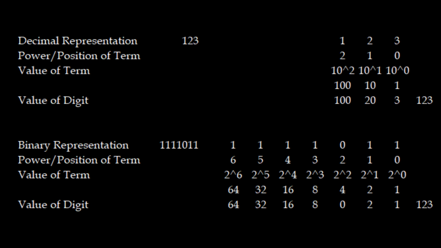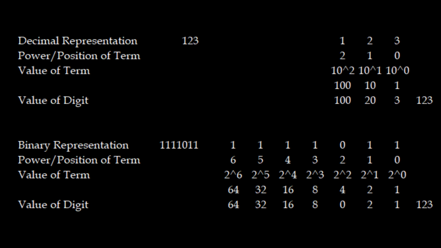For example, the number 123 is 3 times 10 to the 0 plus 2 times 10 to the 1 plus 1 times 10 to the second. In binary, this is represented as 1111011, where 2 to the 0 plus 2 to the 1 plus 2 to the 3 plus 2 to the 4 plus 2 to the 5 plus 2 to the 6.